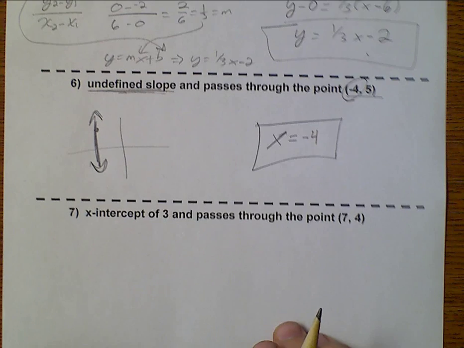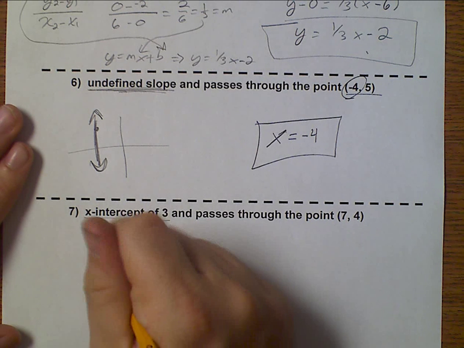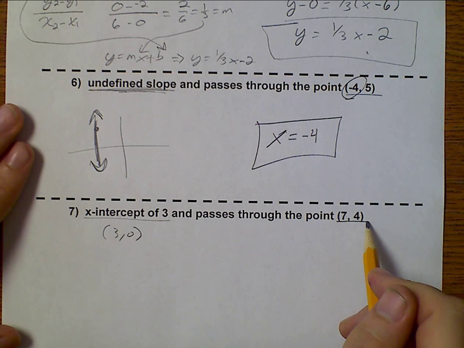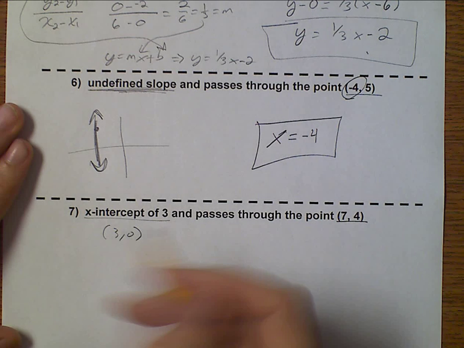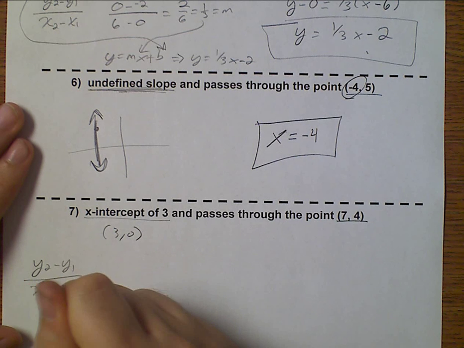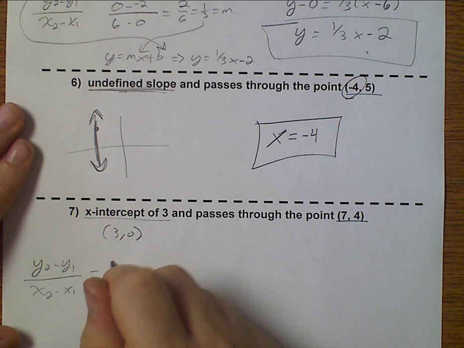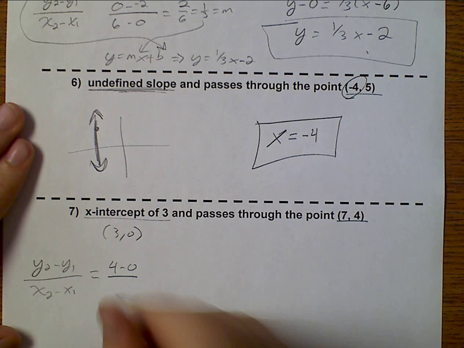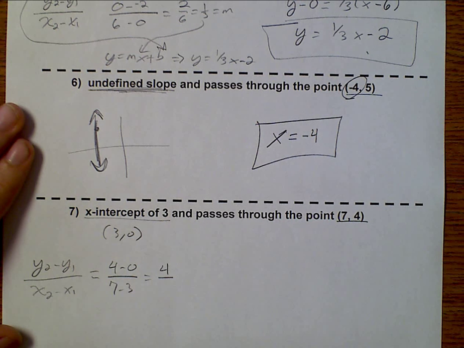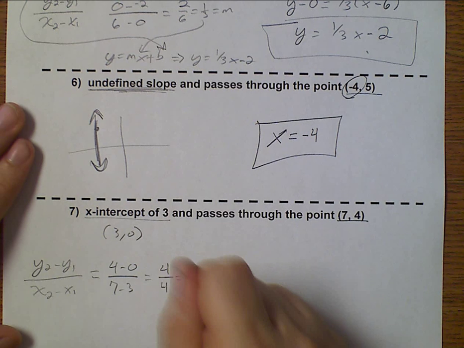And now for the last example on this one, we have an x-intercept of 3. That's 3, 0. And we have another point, 7, 4. So we've got to find our slope. y2 minus y1 over x2 minus x1. Alright, so y2 is 4 minus 0 over 7 minus 3 is 4 over 4, which is 1.